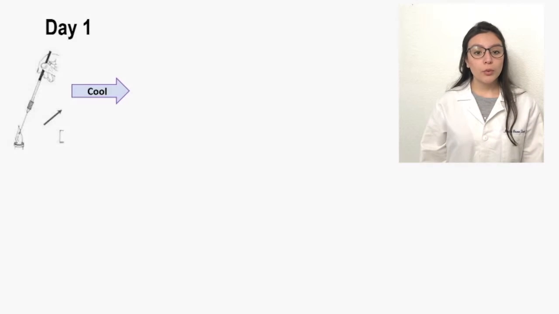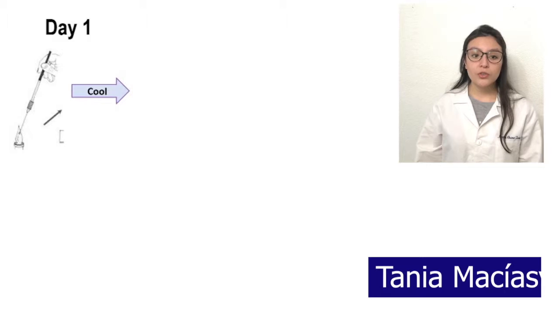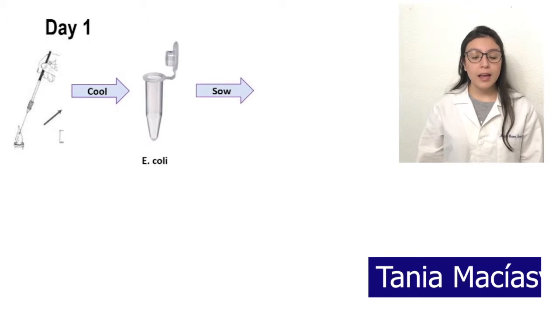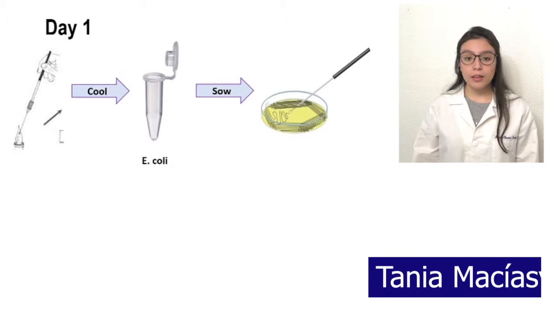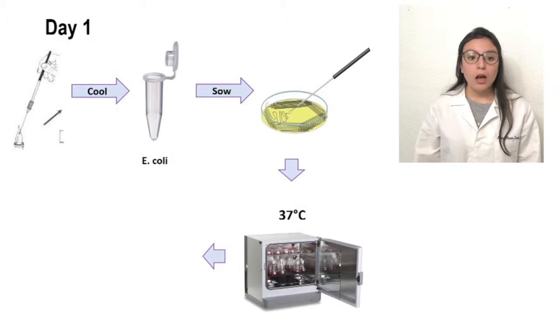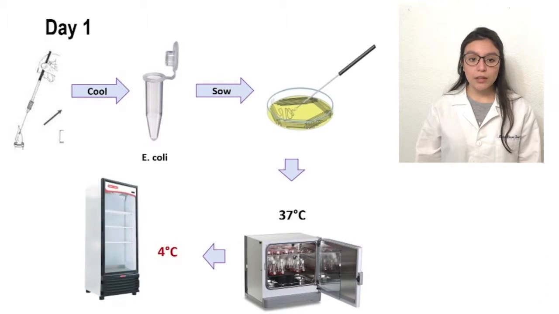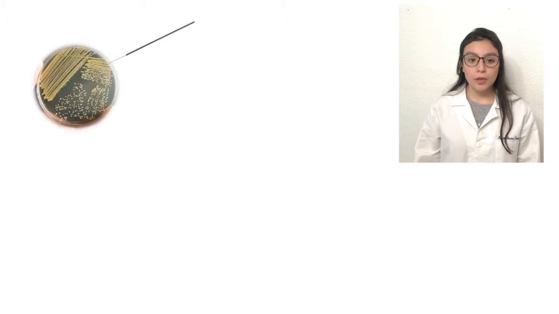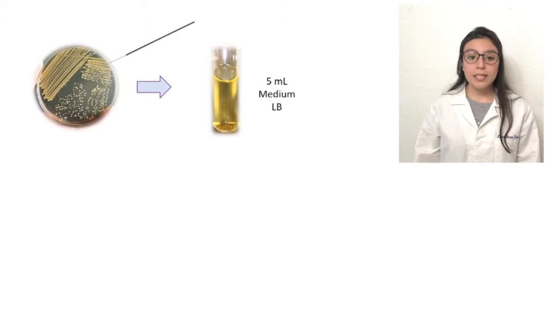Before carrying out the following protocol, it is necessary to sow a strain of Escherichia coli in an LB plate and incubate overnight at 37 degrees Celsius. On the second day, a colony isolated from the Top10 strain is seeded in 5 ml of soft medium and incubated at 37 degrees Celsius with shaking overnight.